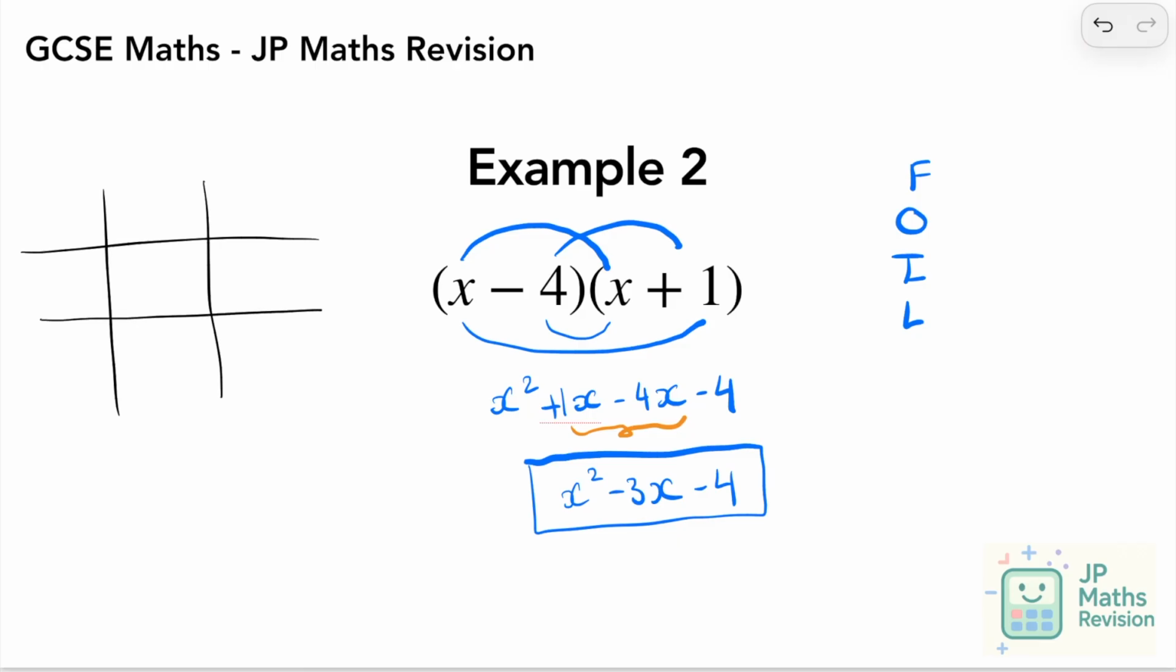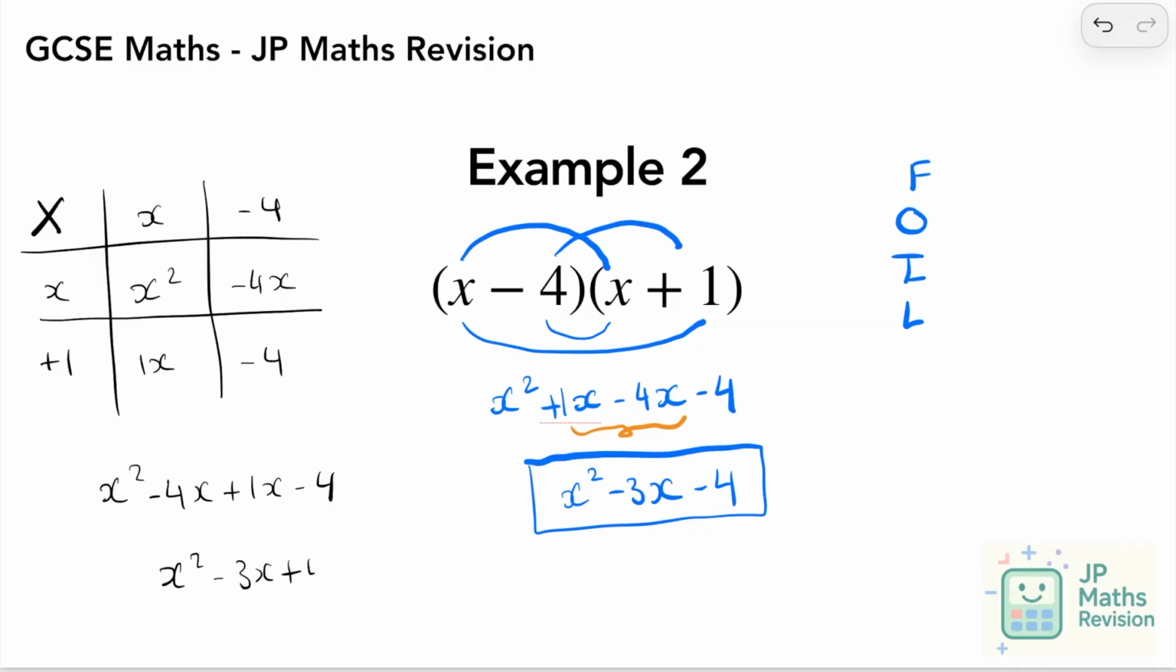So I'm multiplying, so I'm going to put times in the top corner. This time we're doing x minus 4 times x plus 1. So x times x, that is x squared. x times minus 4, that's minus 4x. x times 1, that's 1x. And 1 times minus 4 is minus 4. So putting it all together, we have x squared minus 4x plus 1x minus 4. And simplifying that, we end up with x squared minus 3x minus 4, which is exactly what we had before.